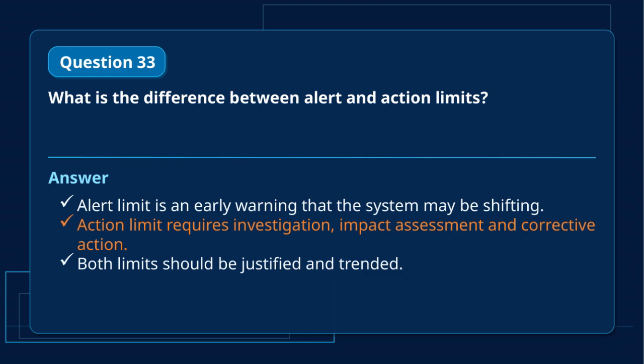Here we have an important question about the difference between alert limits and action limits. An alert limit serves as an early warning that the system might be shifting or experiencing some variation. Think of it as a signal to pay closer attention. On the other hand, an action limit is more serious. It demands a thorough investigation, an assessment of potential impact, and the implementation of corrective measures if necessary. It's critical to not only define these limits clearly, but also to justify and track them over time to ensure the system remains in control and any trends are identified promptly. This approach helps maintain quality and prevents bigger issues down the line.